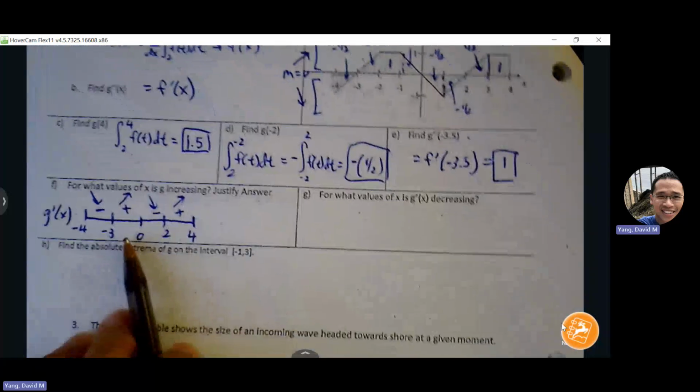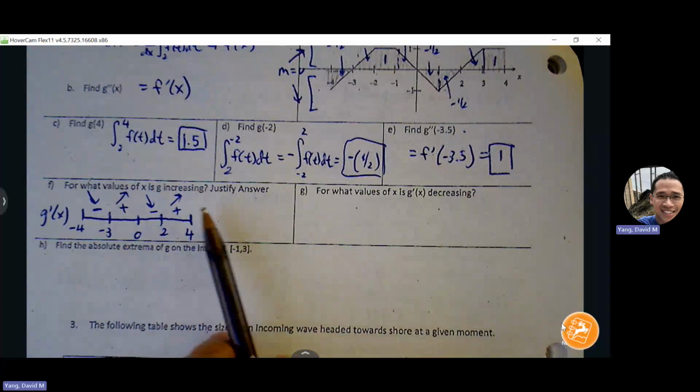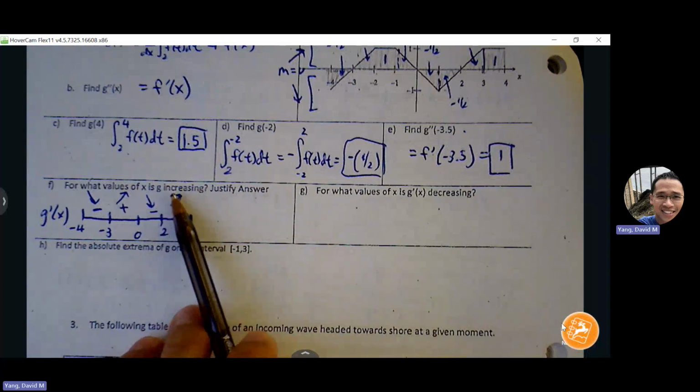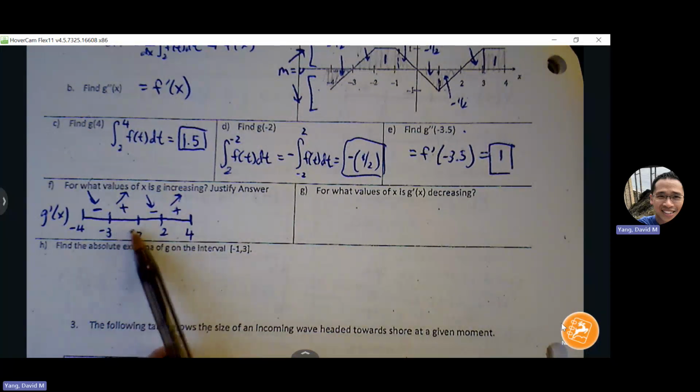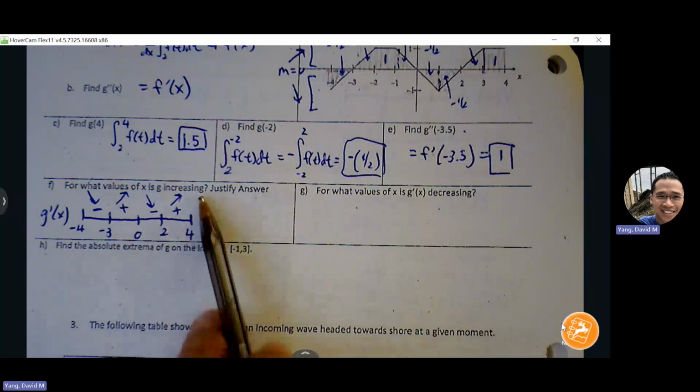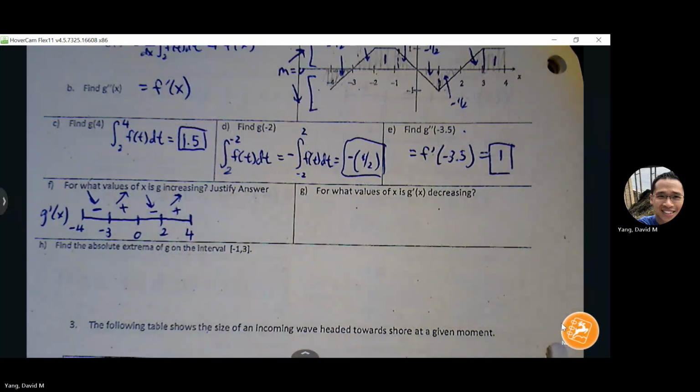Okay, so if I have my slope sign lines, it's a little bit easier to make my justifications here. My g is increasing in these two intervals, right? From -3 to 0 and from 2 to 4 because g prime is positive.